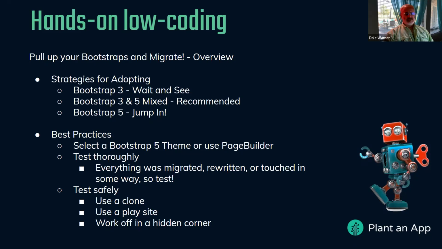You can use a play site, sign up for a free account, or otherwise set up a Plantain App so that you can work with it, and it might not be your actual production, but you can use it to find out and test that Bootstrap 5 is going to work for you. And then, as we've talked before, you can work off in a hidden corner of your website, a page that's not public, and you can try these techniques without impacting your production system. So those are your best practices that you can employ.